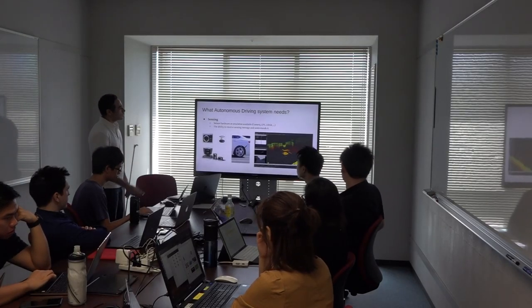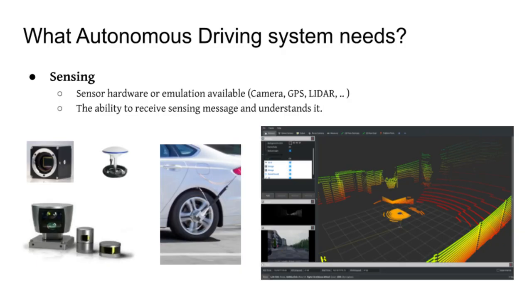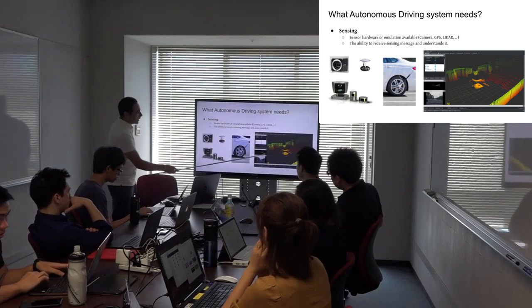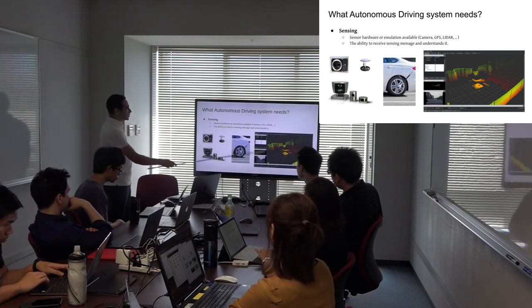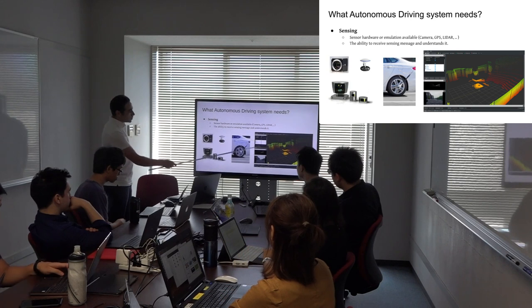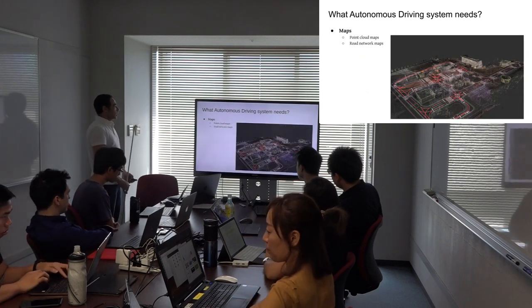First, what does an autonomous driving system need? We need sensing. The car needs to be able to see the surrounding environment. So we need camera, LiDAR, GPS, odometry, so that we can read information from these sensors, receive messages, and be able to process these messages.